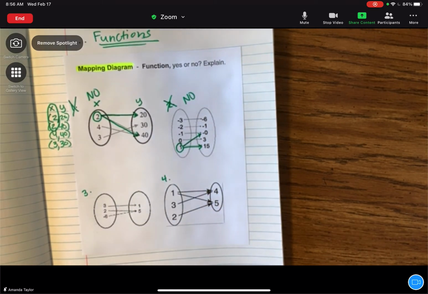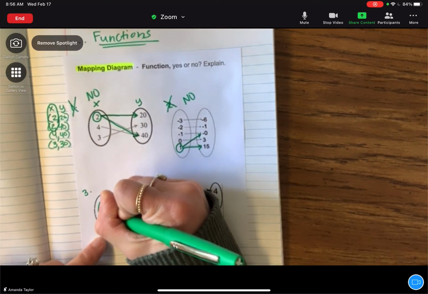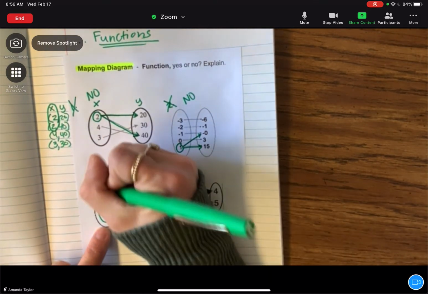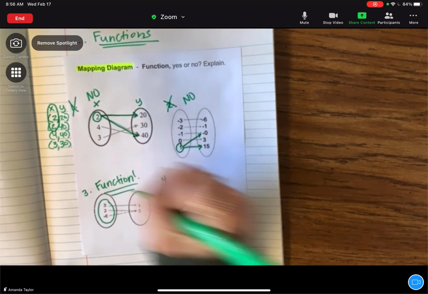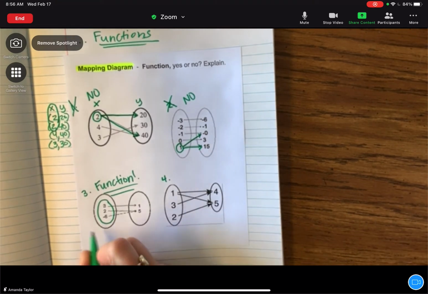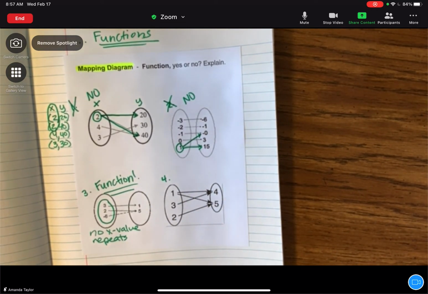All right, what about number 3? Is that a function? Yes, because none of these numbers repeat. They each have their own arrows. So this is the function. That's the function, no x value repeats. That's why the mapping diagrams are a little bit more tricky than the table and listing the points out, because you have to make sure you are looking at the arrows.